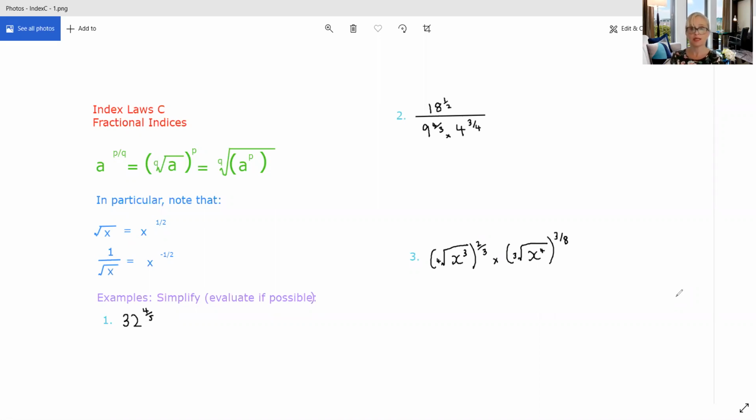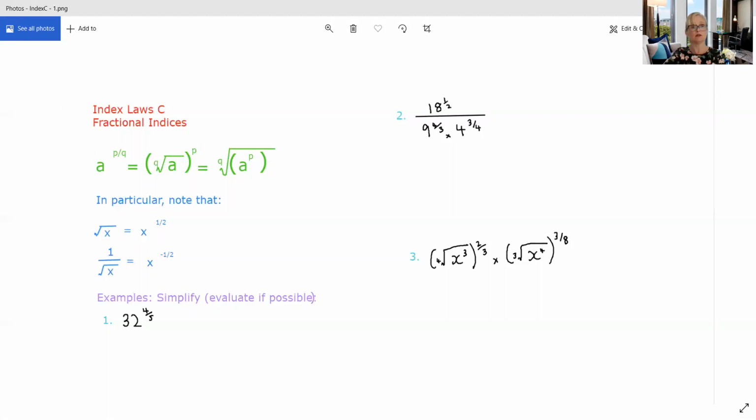We're now at the point where we're ready to learn about fractional indices. These are particularly important to understand for when you go on in year 11 and 12 and do differentiation and integration. We cannot differentiate or integrate something with a square root sign. We need to put that into the equivalent fractional index.